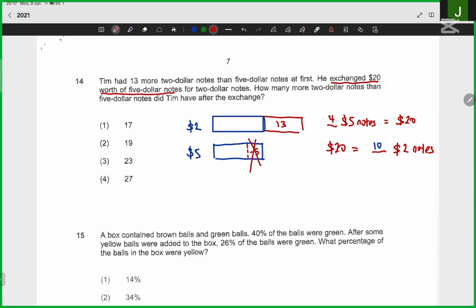Sorry, not 5, 4. The number of $5 notes is going to minus 4. But the number of $2 notes is going to increase by 10. So the total difference right now is going to be this amount, which is 4 plus 13 plus 10, which is 27.